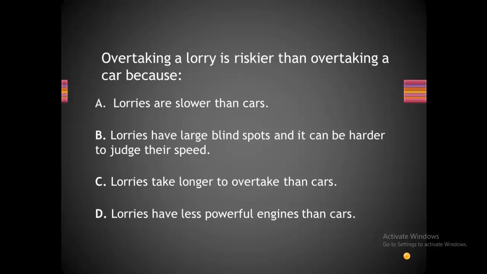Overtaking a lorry is riskier than overtaking a car because: option A, lorries are slower than cars. Option B, lorries have large blind spots and it can be harder to judge their speed. Option C, lorries take longer to overtake than cars. Option D, lorries have less powerful engines than cars.